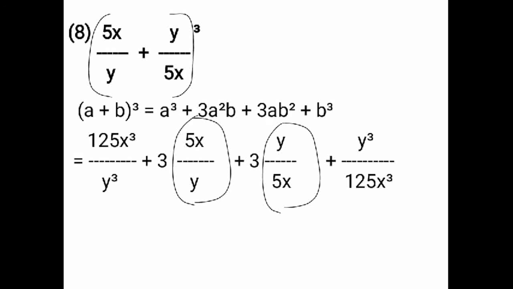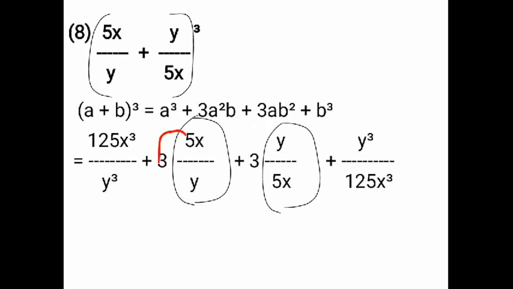Now last step is remaining. 3a square b plus 3ab square, finally you have to multiply this. 3 into 5x you have to multiply on numerator. Denominator y you have to write as it is. Then 3ab square, 3 into y you have to multiply this. Denominator 5x write as it is. Okay, multiply 3 into 5x, how much getting? 15x on numerator, that is 15x upon y plus 3 into y is 3y upon 5x.